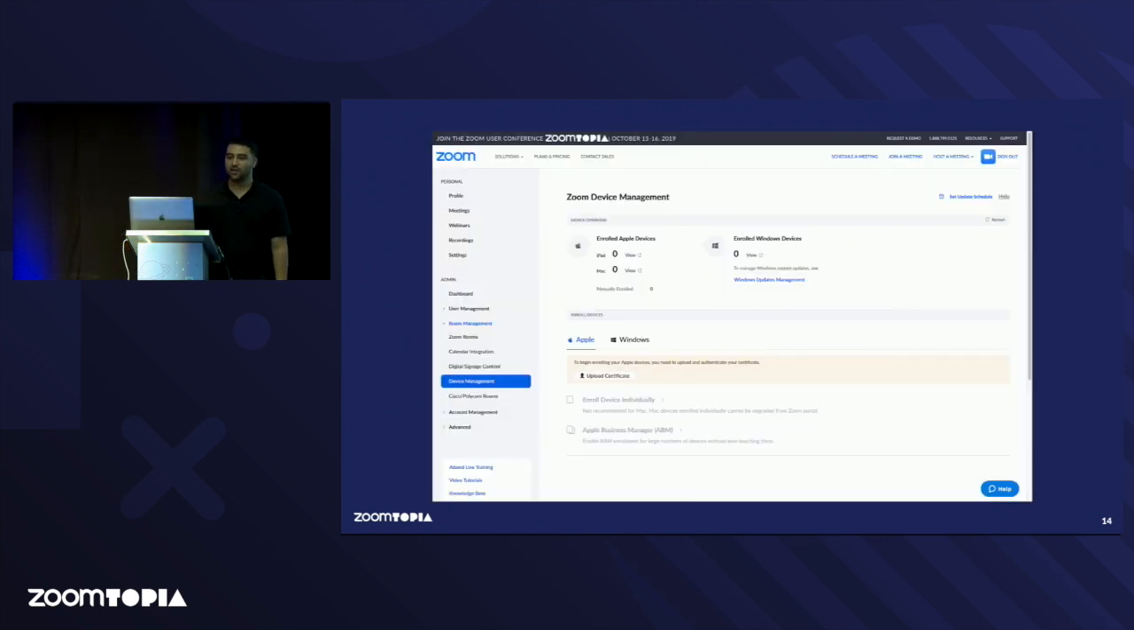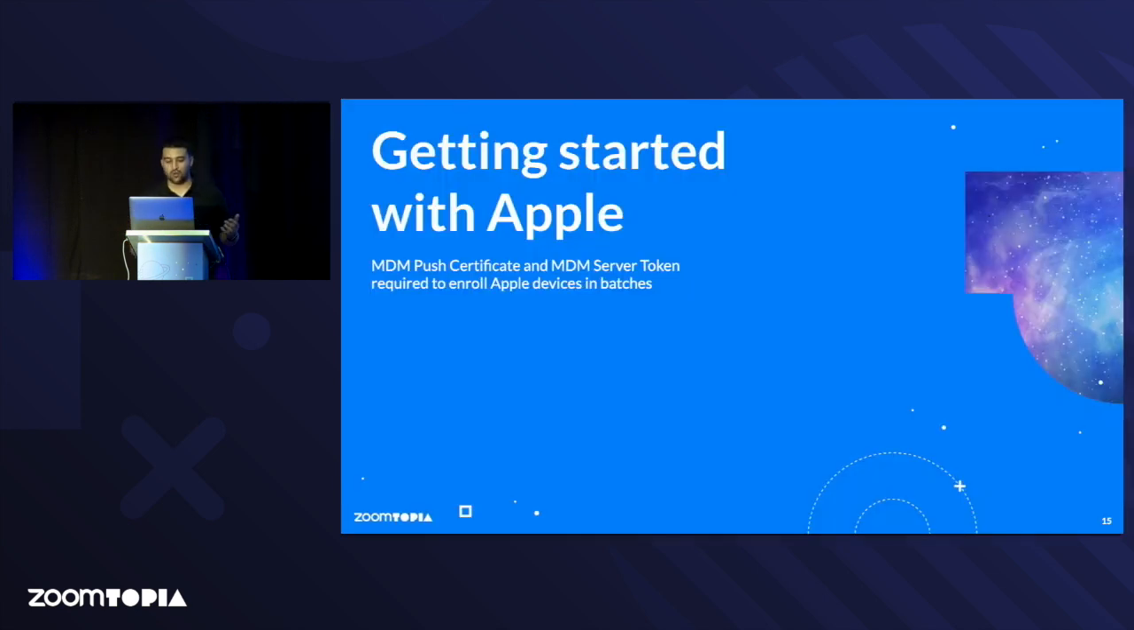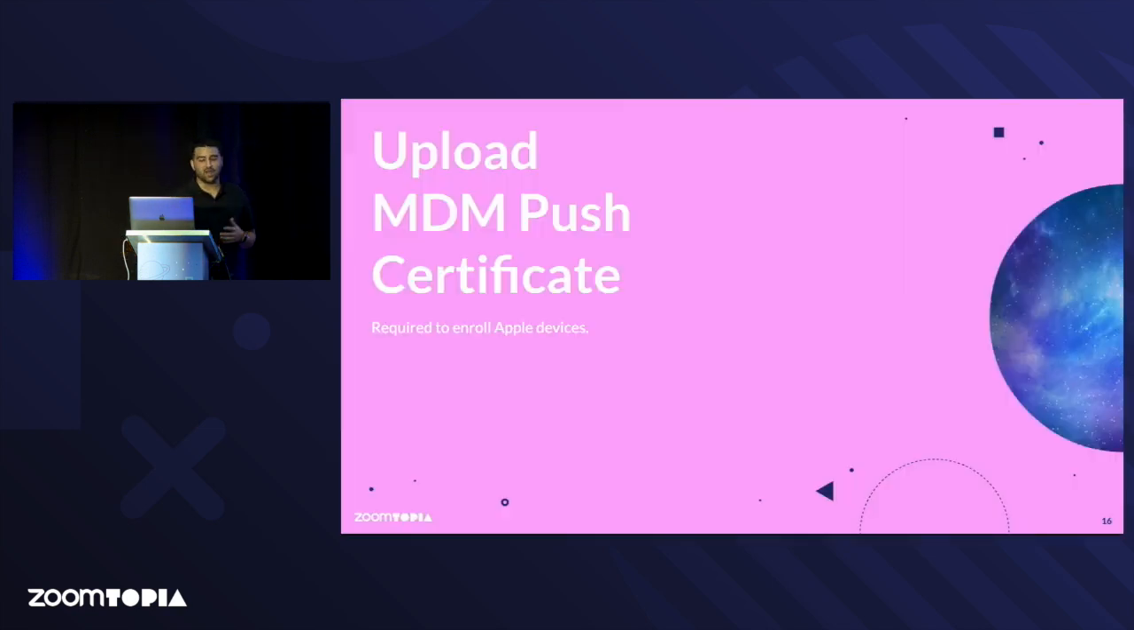Okay, so once I'm ready, I feel comfortable with ZDM, I'm ready to get started, what do I do, right? So if I'm covering the full suite of devices, maybe I'll start with Apple. Since there's a pre-enrollment process, I want to just get it out of the way, right? So I'll need to upload an MDM push certificate and maybe an MDM server token if I want to manage in batches.